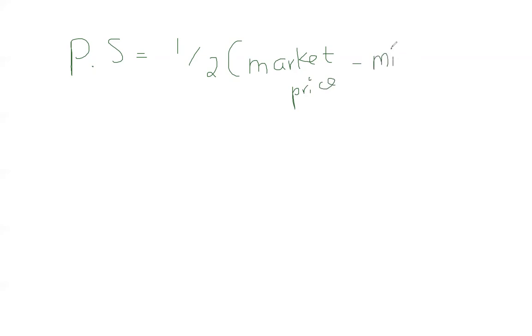Now producer surplus, which is PS, equals half times the market price minus the minimum price a seller is willing to charge. So that's the flip of demand, okay? Times the quantity at the market price.